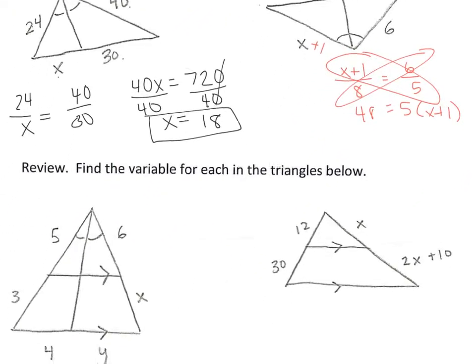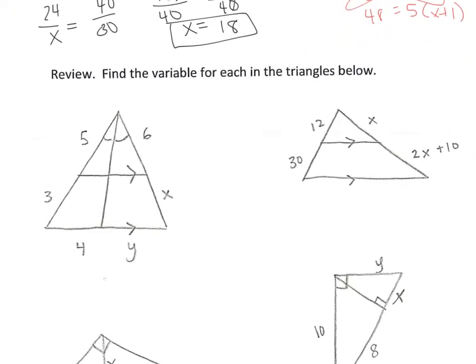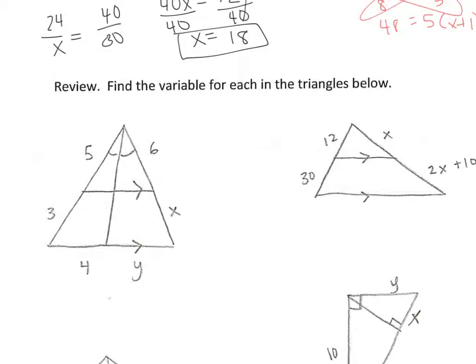Okay, then down here, review. Find the variable in each of the triangles below. Okay, so this first triangle has a couple things going on. I see that I'm going to use the triangle bisector theorem.